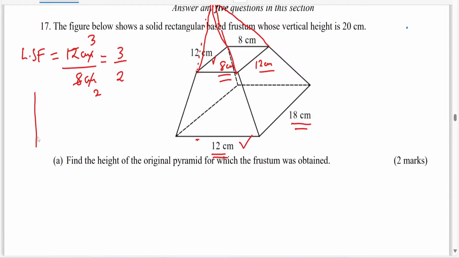Let's assume this one to be your height. You're drawing a triangle here, and there's a larger height and a smaller height. The information you've been told so far is that the vertical height of the frustum, which is this one, so let's assume this is your triangle.